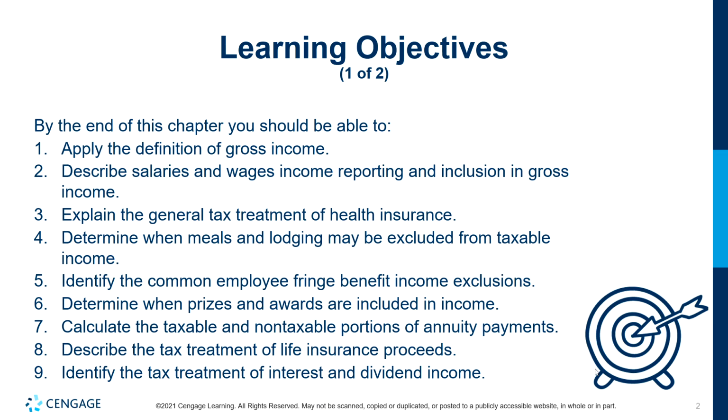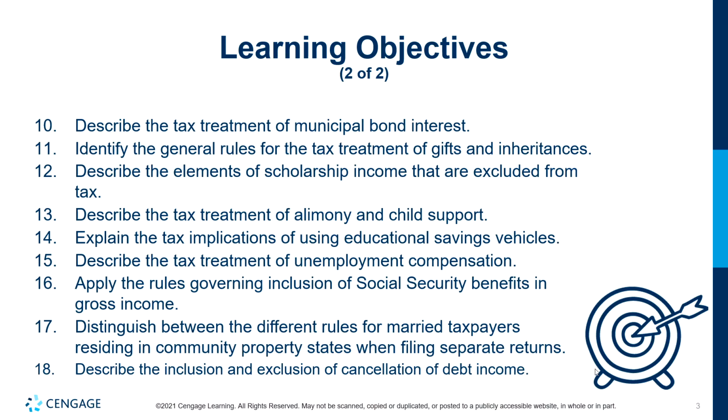Identify the common employee fringe benefits, income exclusions. Determine when prizes and awards are included in income. Calculate the taxable and non-taxable portions of annuity payments. Describe the tax treatment of life insurance proceeds, and then identify the tax treatment of interest and dividend income. And we're not done. We got 18 of these.